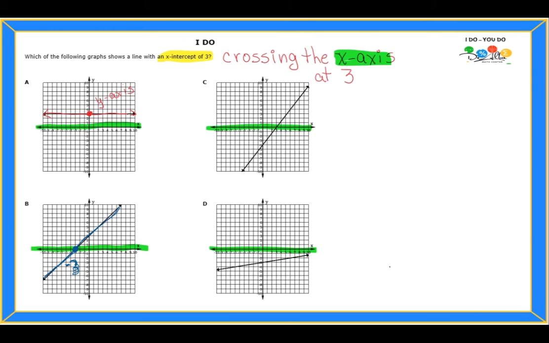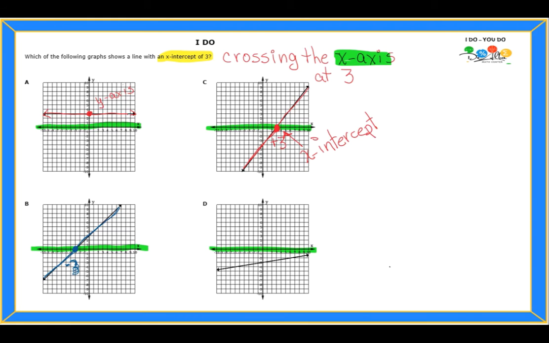What about C? I'm going to do the same thing. I'm going to trace my line and stop right there, because right there is where my line touches the x-axis. There's only one time right there. What number is that line crossing at? 1, 2, and 3. And it's positive because it's to the right. So can we say that this is my x-intercept? Yes, it is.